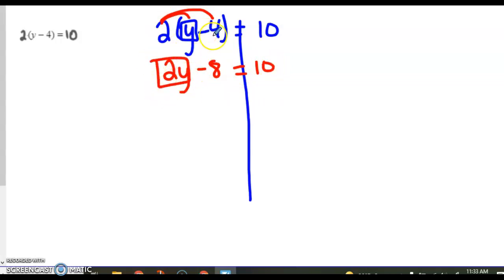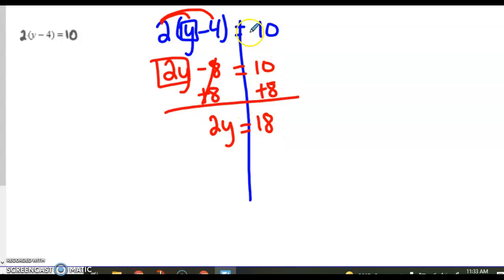And now this looks more like the equations we're used to where we have this -8. The opposite of subtracting 8 is to add 8 to each side. Bring the 2y straight down. 10 plus 8 is 18. And then we still need to get rid of this 2. Right now it's 2 times y. The opposite of multiplying is dividing. So we're going to divide each side by 2. And y equals 9.